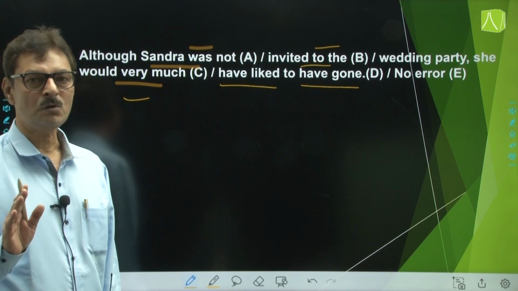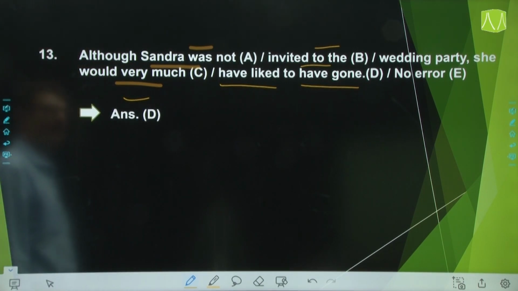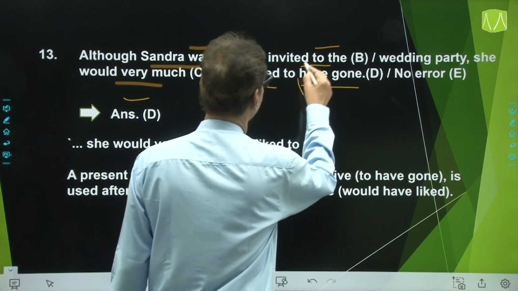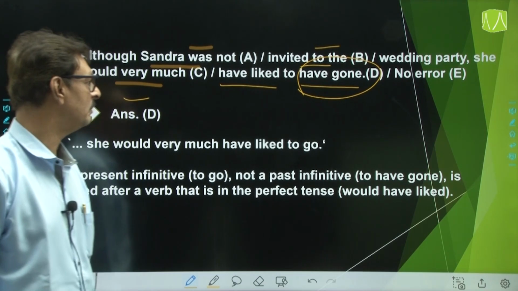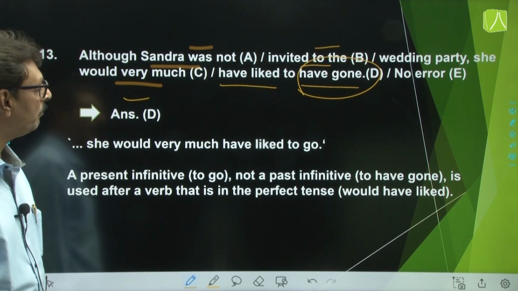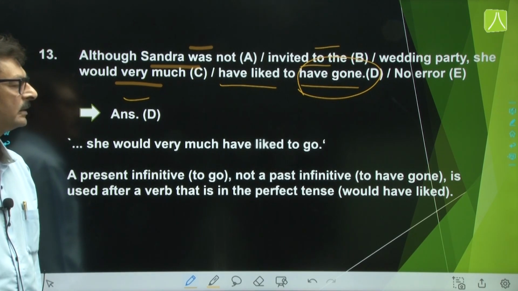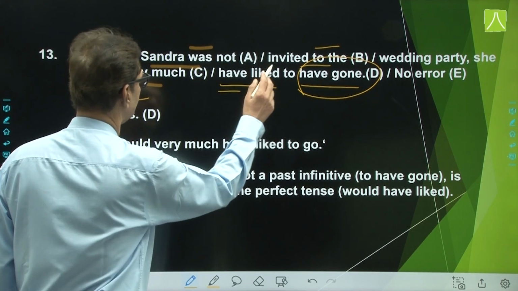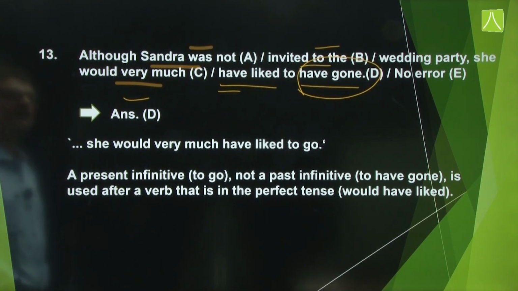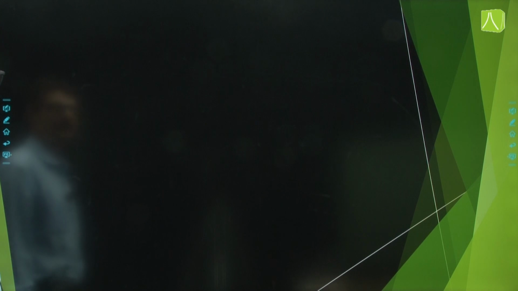Have liked to have gone. So something is wrong over here. So straight away you know the error is in part D. और क्या है? She would very much have liked to go. Very much have liked to go, not very much have liked to have gone. A present infinitive, to go, not a past infinitive, to have gone, is used after a verb that is in the perfect tense. ये perfect tense में है. Would have liked. So you have to practice a lot where some error spotting questions are there.